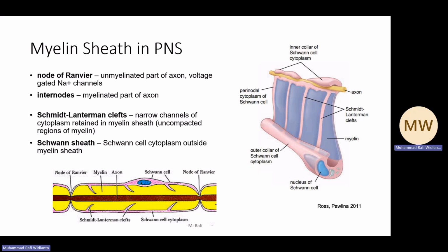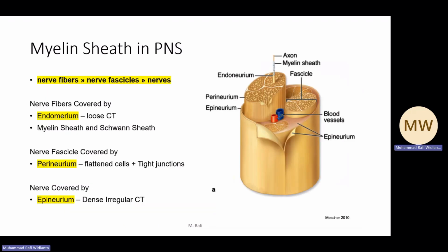And next we have something known as the Schmidt-Lanterman clefts. Basically, they're like packets of cytoplasm that are left behind during the Schwann cell forming into myelin. So they're basically just remnants of that. And yeah, that's basically it.